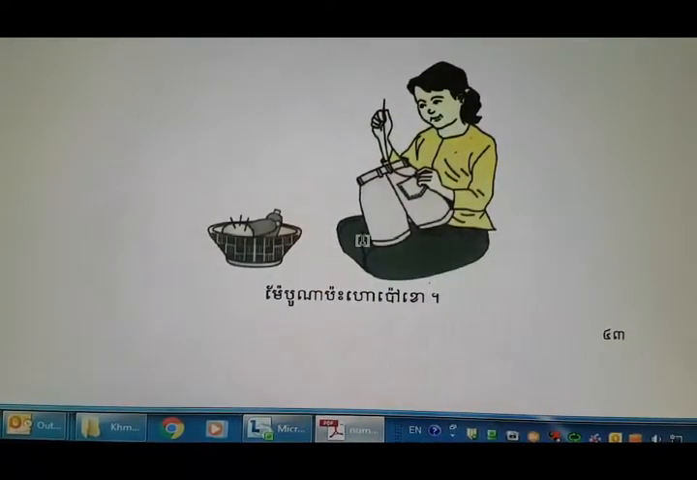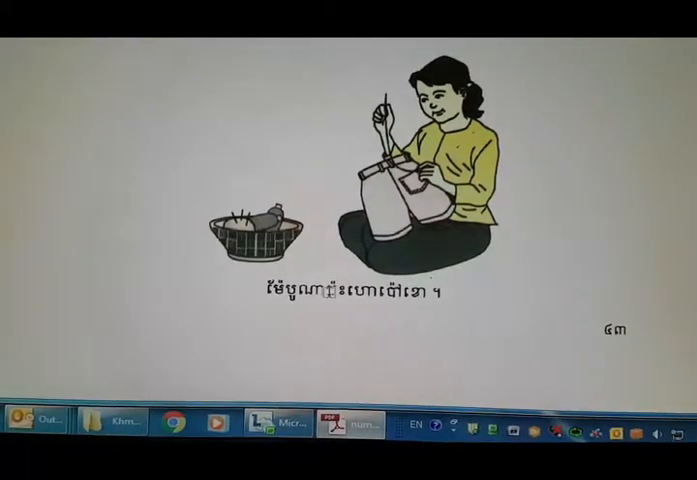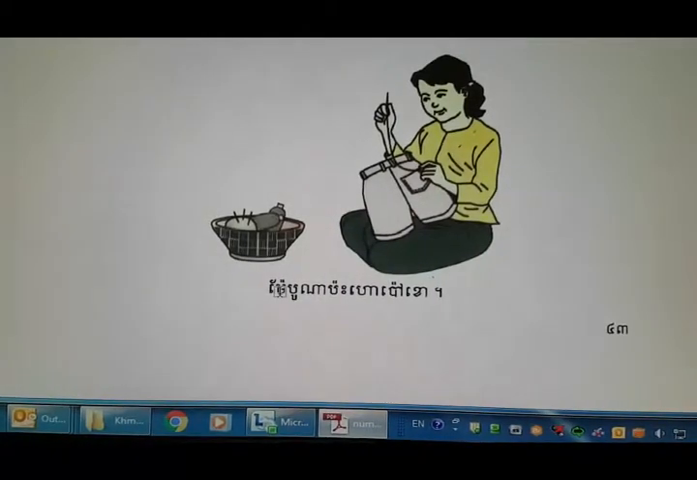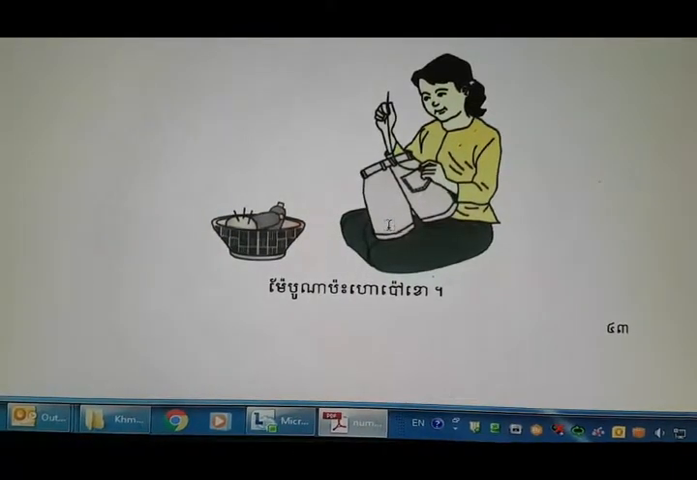So here is Bona's mother. Bona is a name. So my is mother. So Bona's mother, Pa Hao Pa Kao, is sewing or fixing his pocket. Pocket. Okay.